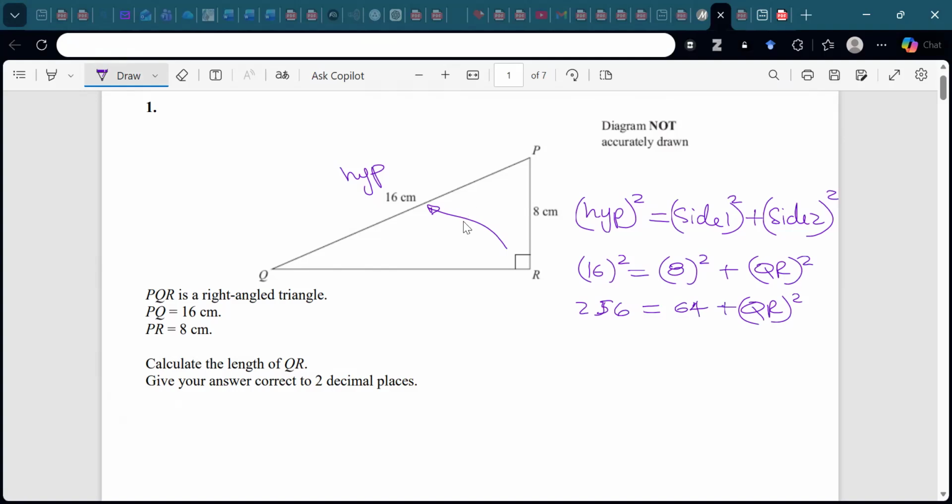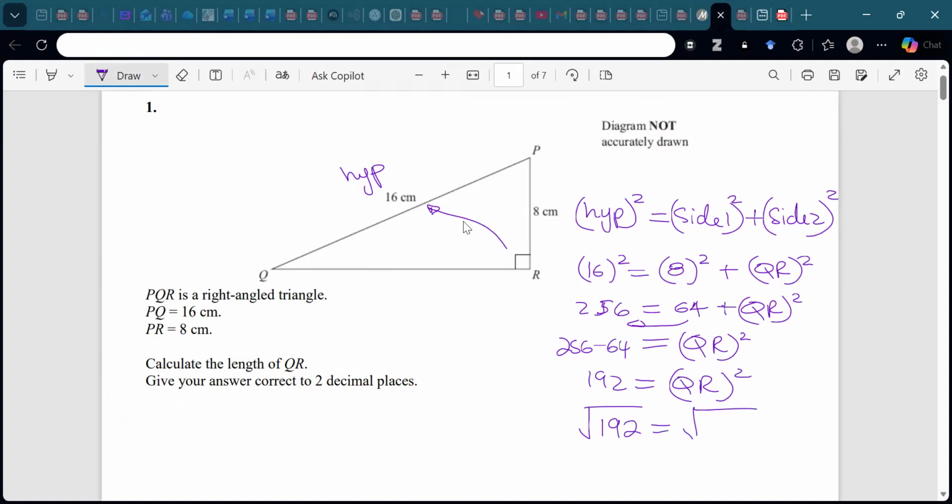So 256, solving for QR. So we'll get 256 minus 64. And then we're going to get 192 is equal to QR squared. But if I'm solving for QR, I need to get rid of the square. The opposite operation of something being squared is finding the square root. So we take the square root of both sides.